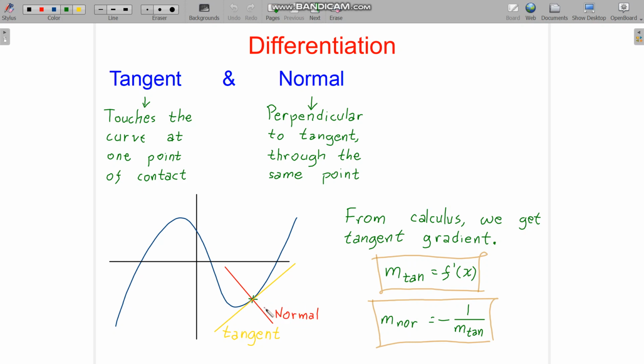So from calculus, we get the tangent gradient. Remember, we can find the tangent gradient using differentiation using calculus. So the tangent gradient is the f prime of x. The normal gradient, because it's perpendicular, it's got to be -1 over the tangent gradient, because perpendicular means when you multiply, you get -1 for the gradients.